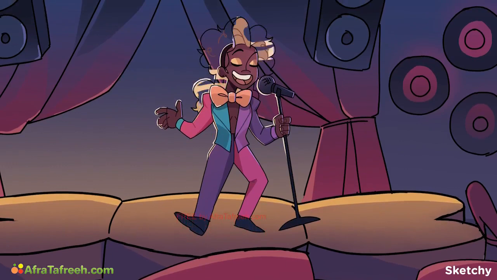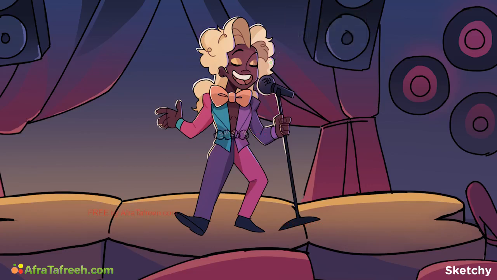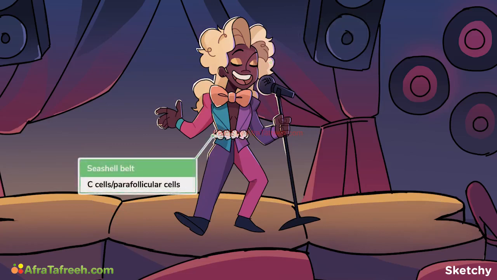The thyroid gland is made up of two types of cells that allow it to carry out its two major functions. The first of these are the follicular cells, which produce the thyroid hormones that set the metabolic rate, our primary focus today. This is represented here by our singer's fabulous mullet, which was grown by some equally fabulous hair follicles. The other types of cells are parafollicular, or C cells, hence our singer's seashell belt. These cells produce the hormone calcitonin, which promotes calcium homeostasis and will be covered in more depth in another sketch.